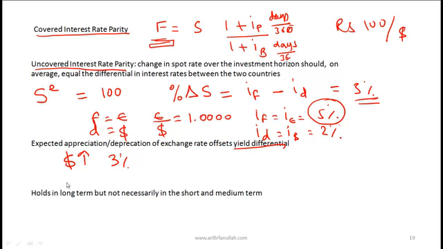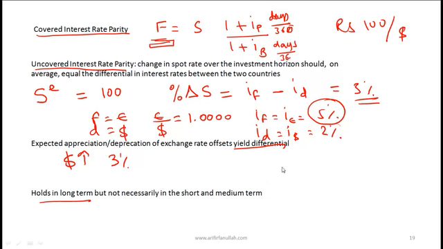A high-level remark about uncovered interest rate parity is that studies have shown that generally speaking uncovered interest rate parity holds in the long term, but it does not necessarily hold in the short term and medium term.